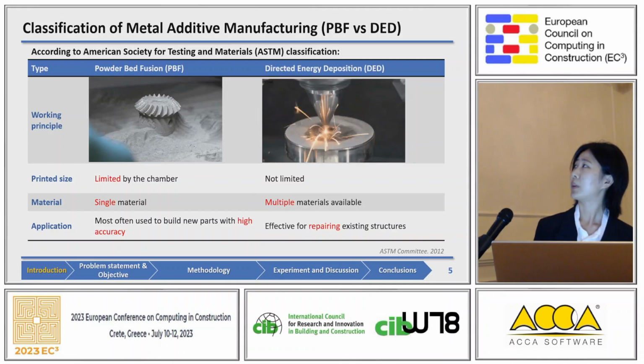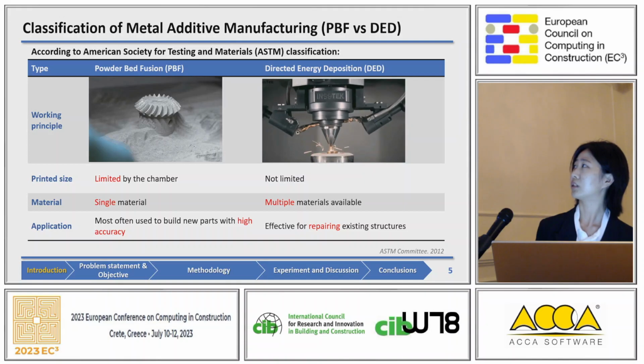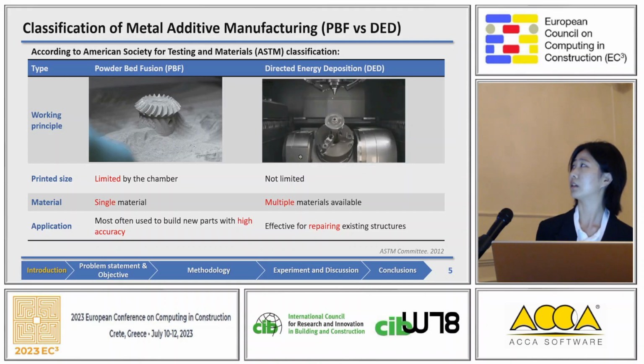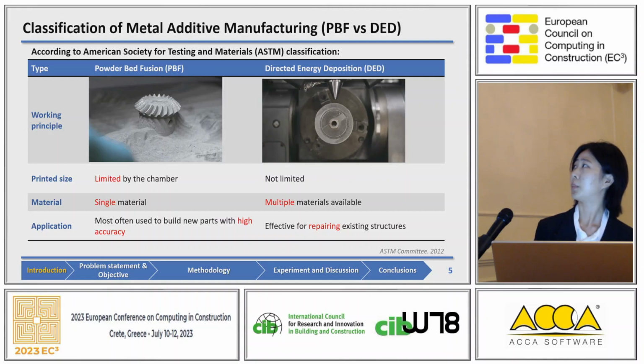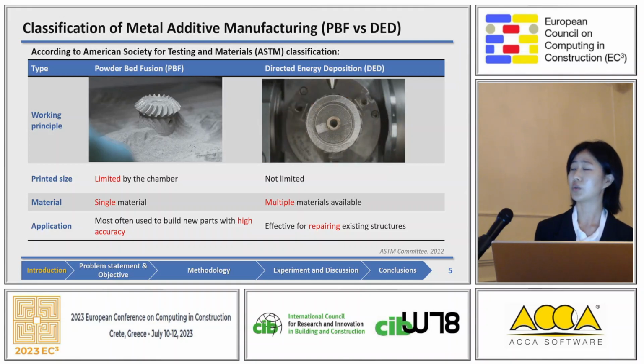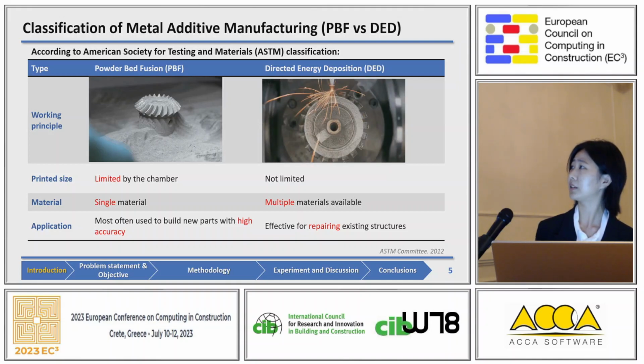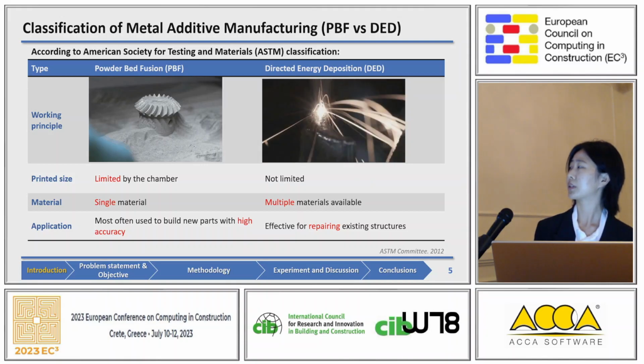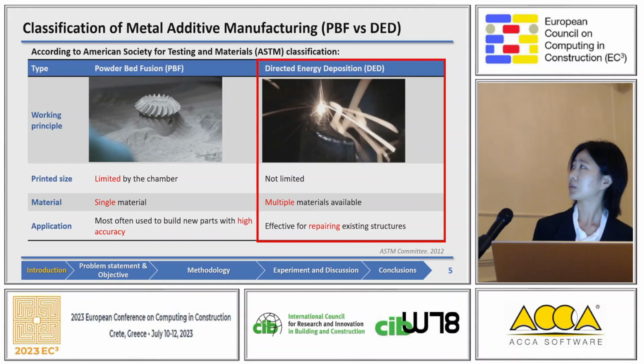And another major group is direct energy deposition, where a nozzle is carrying metal materials and laser together. And the deposited object will be formed when the nozzle moves along the design toolpath, like this. And in this way, the printed size will not be limited, and multiple materials can be used together. And it is effective for repairing existing structures. So comparing these two, we can see that the direct energy deposition is more suitable for the construction industry. So my research is mainly focusing on this technique.